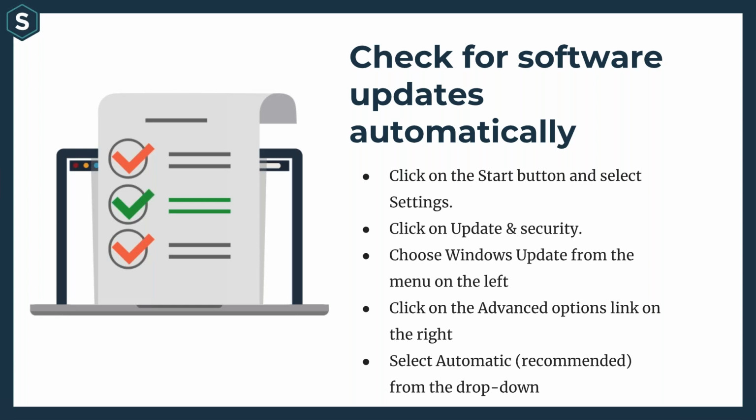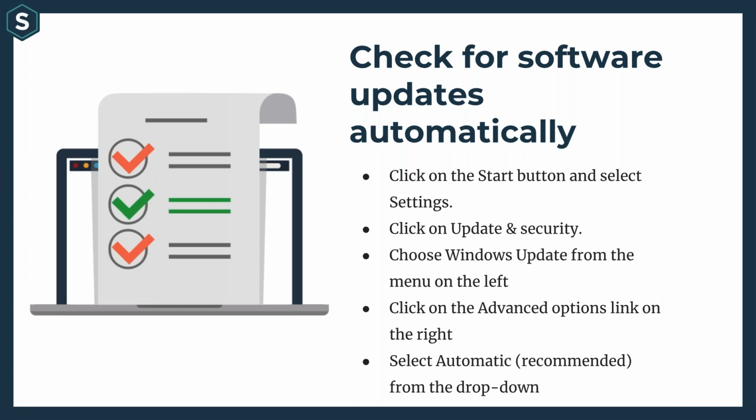To enable this, tap or click the Start button, followed by clicking on Settings. From Settings, tap or click on Update and Security. Choose Windows Update from the menu on the left, assuming it's not already selected. Click on the Advanced Options link on the right-hand side, which will open a window titled Choose How Updates are Installed. Select Automatic, which is the recommended setting, from the dropdown.